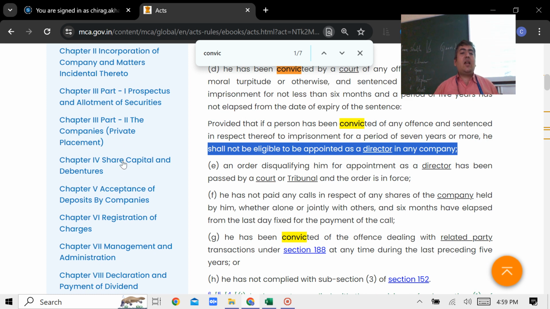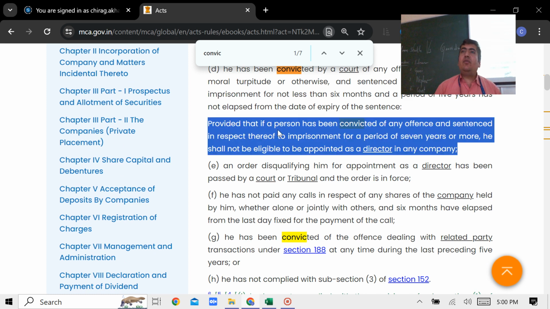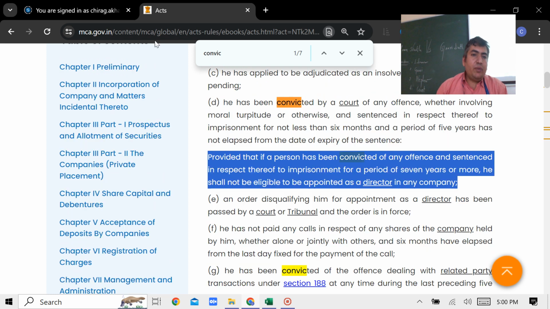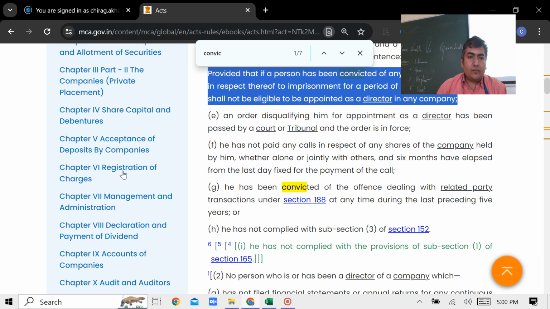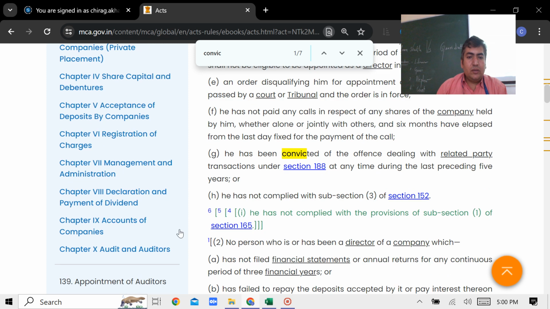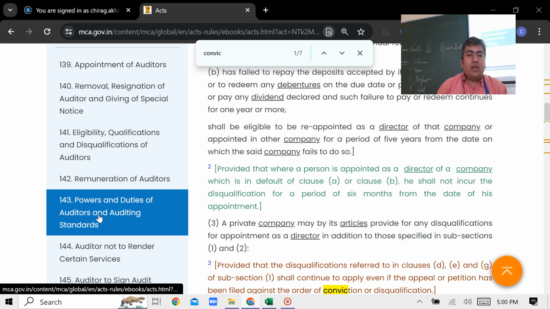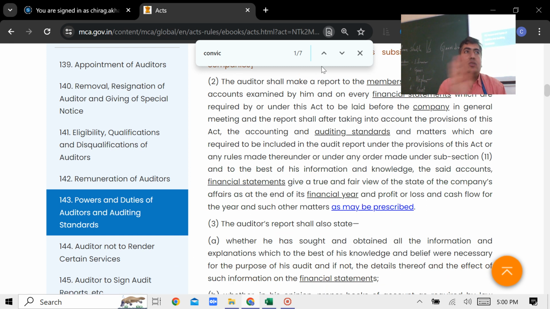ठीक है. So with this guys I want to confirm that your 141 is completed. 148 मैं नहीं करवाने वाला, छोड़ो उसको. Now let's come to 143. In 143 guys, what is written? Powers and duties. Guys, it's just a theory. What are the powers, what he can access, what he cannot, what certifications he has to give, like whether he has obtained the proper evidences or not, whether accounting standards are followed properly or not, whether the branch has supplied the information properly or not.